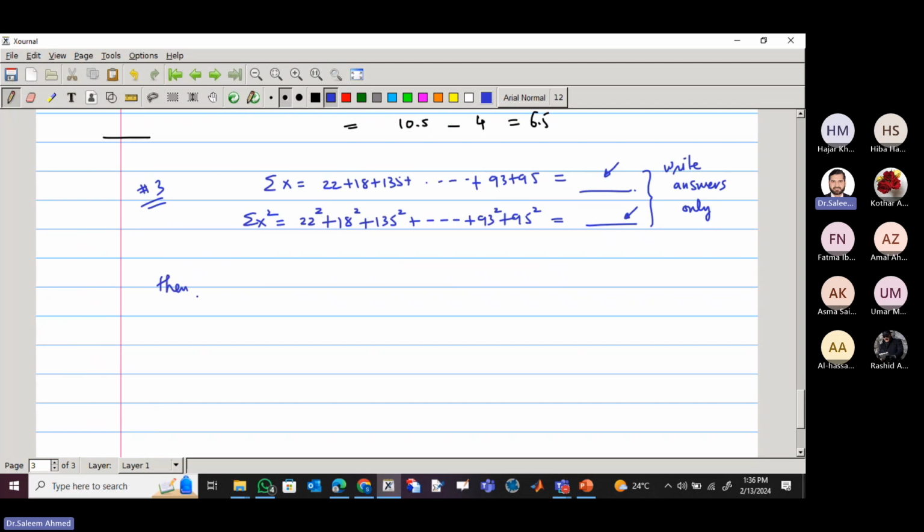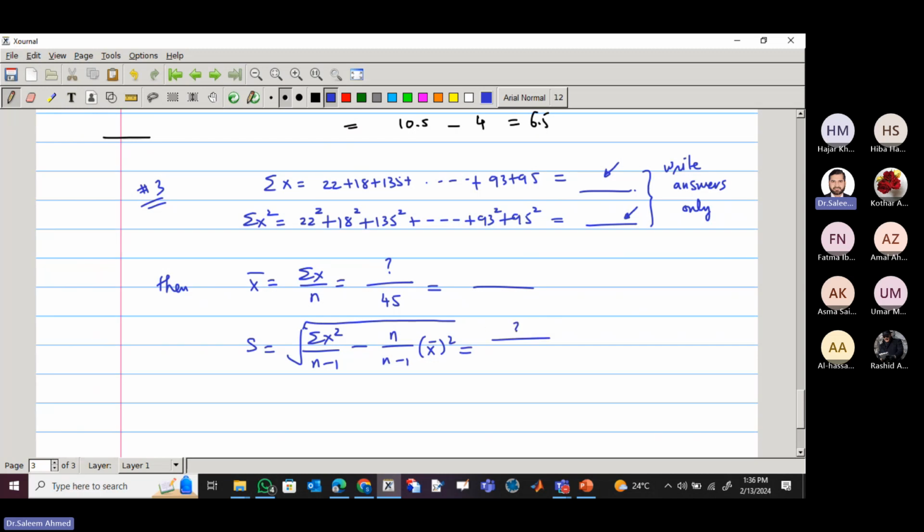Then you can go to x bar, which is sum of x by n. Whatever sum of x you got, put it here. N was, I think, 45. So this will give you the mean. And then the standard deviation is s, which is sum of x squared by n minus 1, minus n over n minus 1, x bar squared. This was the formula for sample standard deviation.